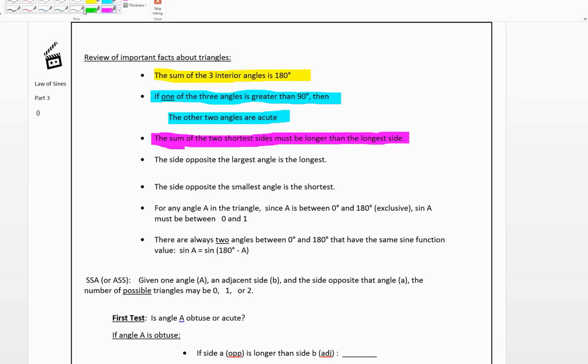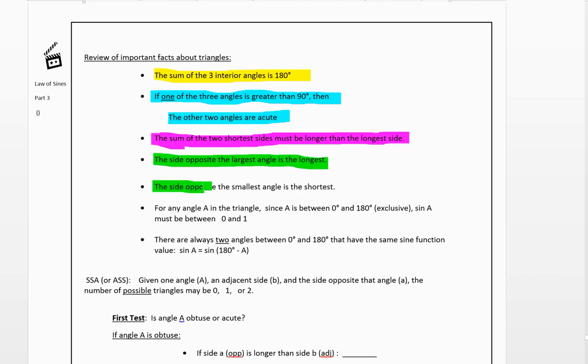Okay, the next two kind of go together. The side opposite the largest angle is the longest, and the side opposite the smallest angle is the shortest. So big angle goes with big side, opposite, little angle goes with little side.